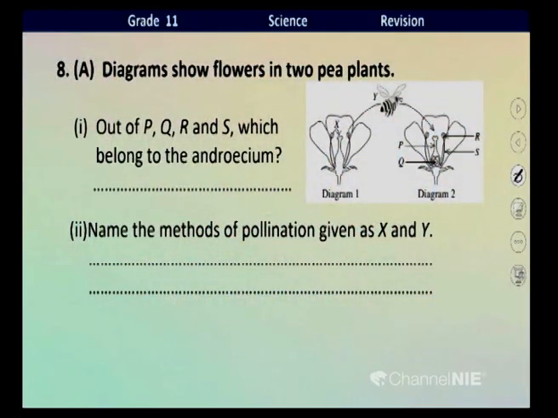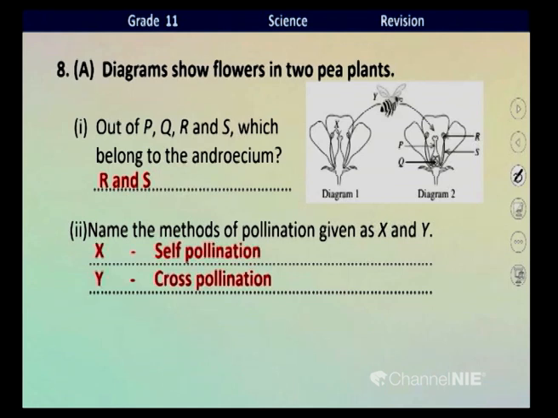Diagrams show flowers in 2 pea plants. Out of P, Q, R and S, which belong to the Androecium? Here Androecium is R and S. You can see easily this R is the anther and S is the filament. You know anther and filament belong to the Androecium. Name the methods of pollination given as X and Y. Children, X is self-pollination and Y is cross-pollination.